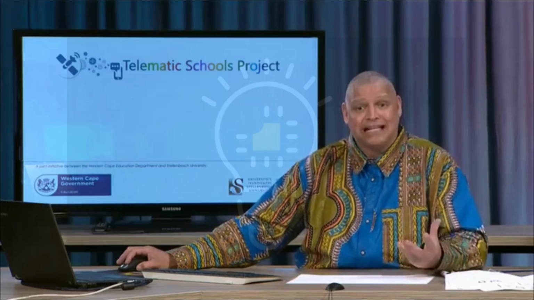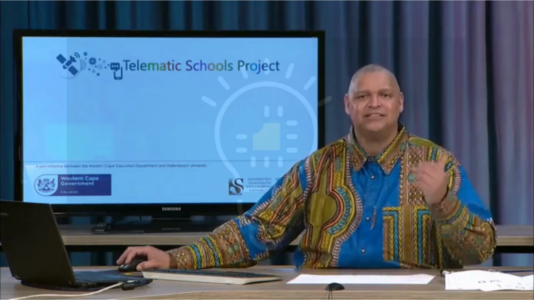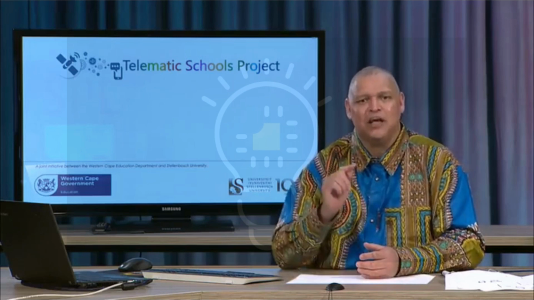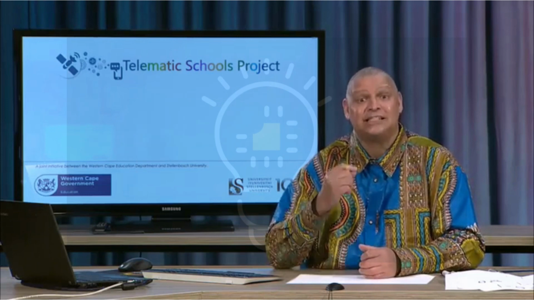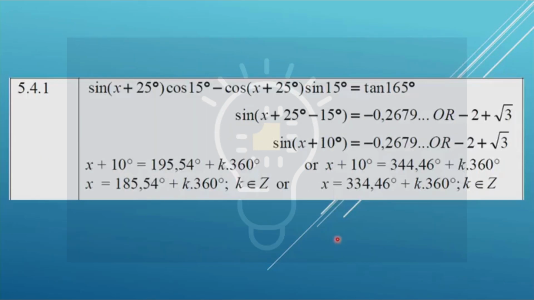So we can expect to get a negative answer because in the second quadrant, tangent is negative. Remember, the defining angle ratio of the second quadrant is 180 degrees minus theta. And the only trigonometric ratio that is positive in the second quadrant is sine. So tangent is negative. So how do we approach this? Well, when we look to our solution, there we have it. We start off by writing the left-hand side as sine of x plus 25 degrees, cosine 15 degrees, minus cosine x plus 25, sine of 15 degrees is equal to 165.